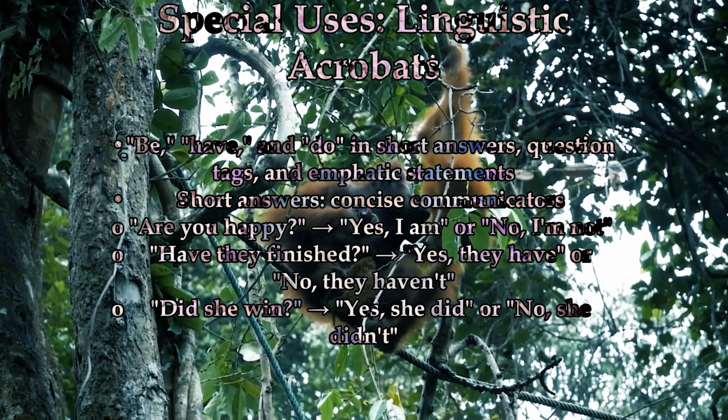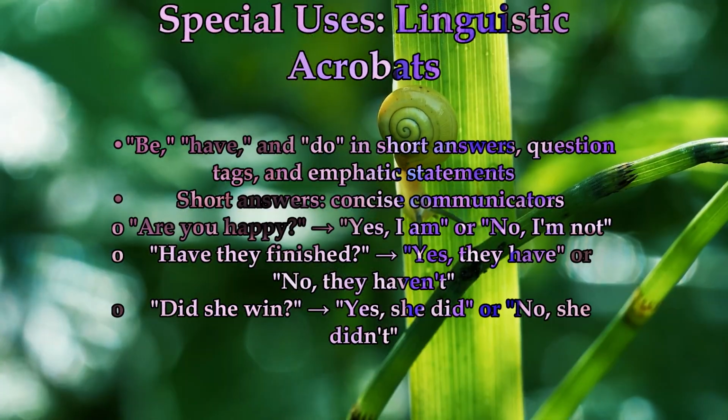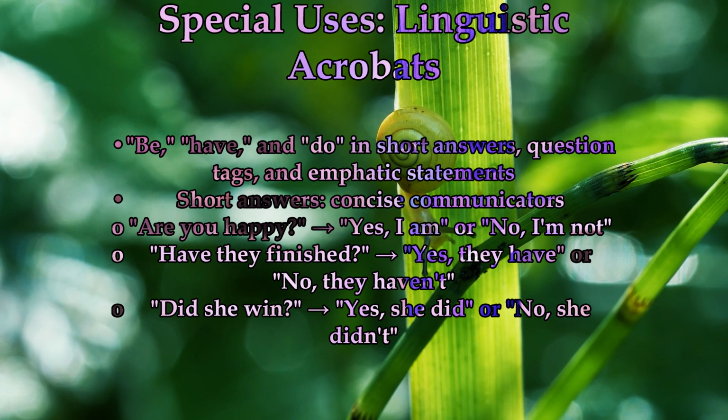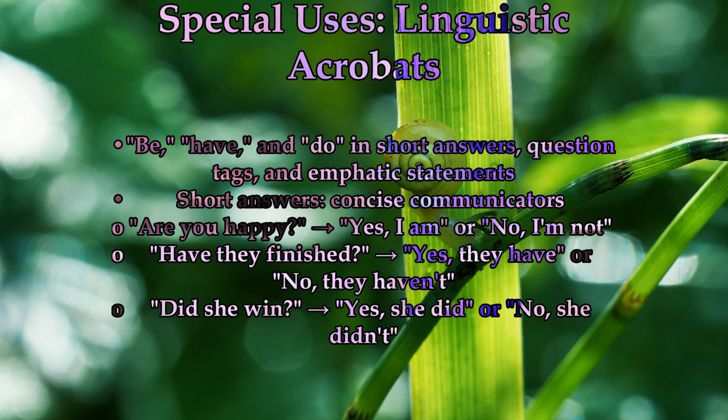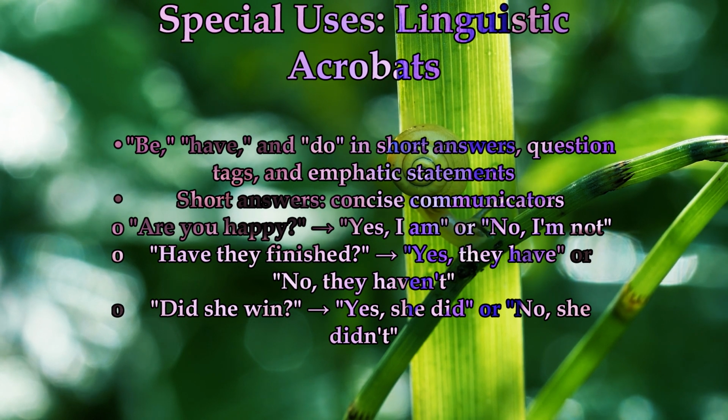Section 9. Special uses of be, have, and do. The linguistic acrobats. Be, have, and do are not just ordinary verbs. They're linguistic acrobats, capable of performing impressive feats in short answers, question tags, and emphatic statements. These special uses add depth and nuance to our conversations, making our communication more efficient and expressive.